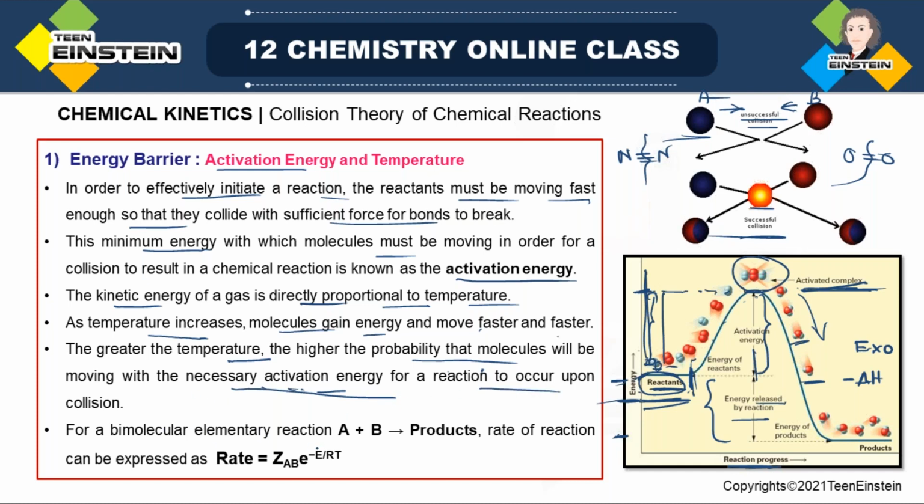For a bimolecular reaction, that is, we have only two reactants and we are getting products, the rate of the reaction can be expressed in this way. And Z is basically, remember in the previous slide we have seen collision frequency, and the reactants are A and B, that is why the suffix there is AB. Rate equals ZAB e to the power minus E by RT, where E is activation energy.